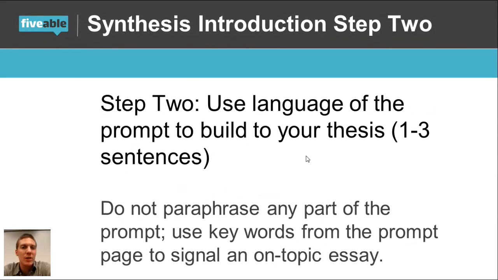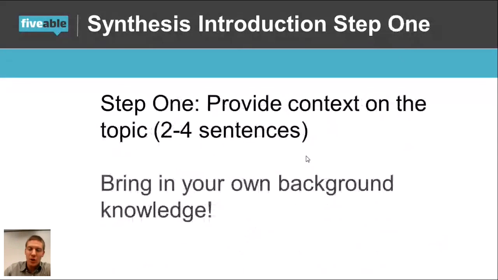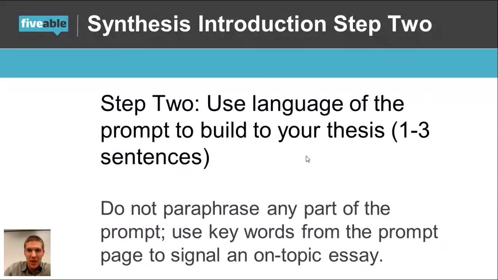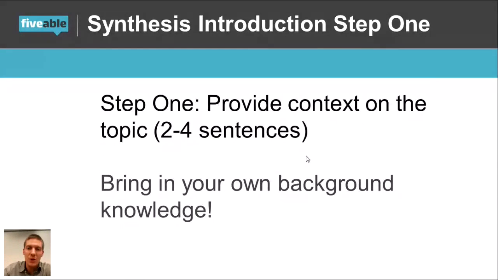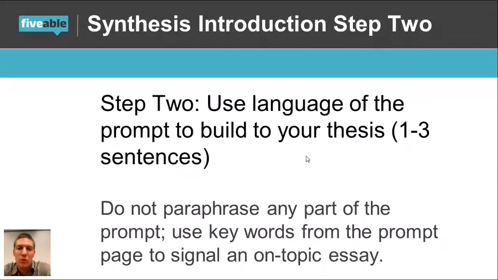Step 2, use language of the prompt, and I'll show you what this looks like tangibly in a minute, to build to your thesis. I recommend this is 1 to 3 sentences. So between step 1, 2 to 4 sentences, and step 2, 1 to 3 sentences, we're looking at 3 to 7 sentences. Naturally, anyone writing a 7 or 8 sentence intro, that's effective. I'm only saying do that if you can still write a really effective intro in 6 or 7 minutes. You can do these steps at the minimum, in 3 or 4 sentences, and still be just fine. You're still going to set yourself apart from the vast majority of your peers.